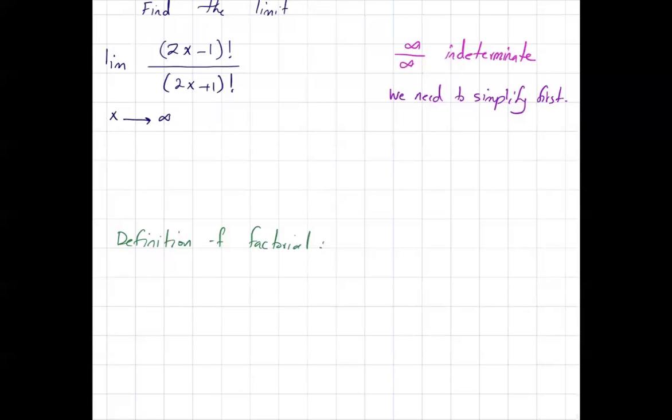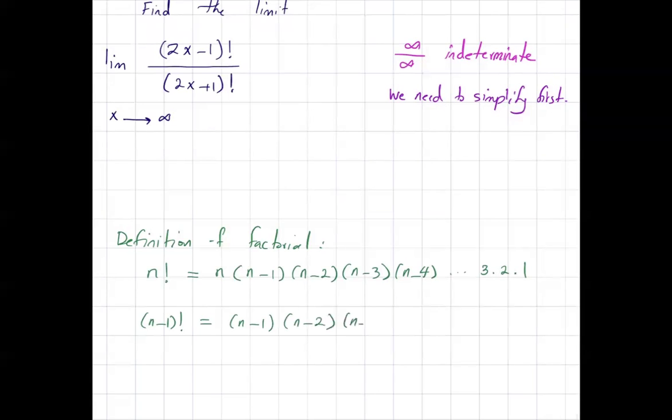For example, in general, n factorial is n times (n minus 1) times (n minus 2) times (n minus 3) times (n minus 4) times the rest of the terms, 3 times 2 times 1. But this is the definition of n factorial. What is the definition of (n minus 1) factorial? (n minus 1) factorial is (n minus 1) times (n minus 2) times (n minus 3) times (n minus 4) times 3 times 2 times 1.